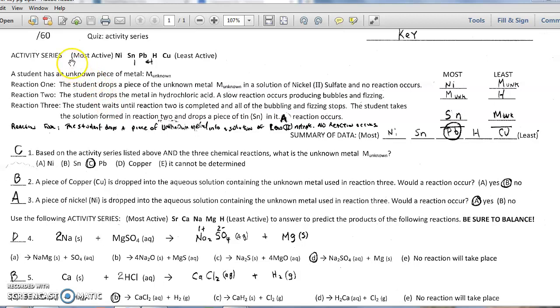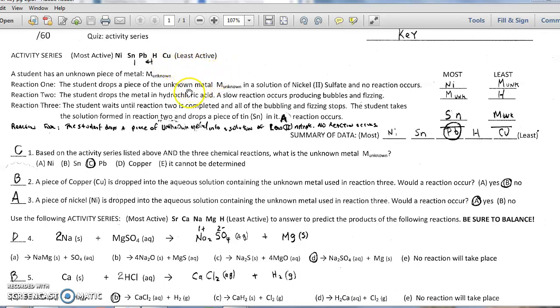On this very first set of questions, what we're dealing with is an activity series where we have nickel as the most active, then tin, then lead, then hydrogen, and copper. Copper's the least active. They've given us 5 elements here, and this would be the activity series of metals. Now, hydrogen is included here because hydrogen acts like a metal as it can become a positive ion.